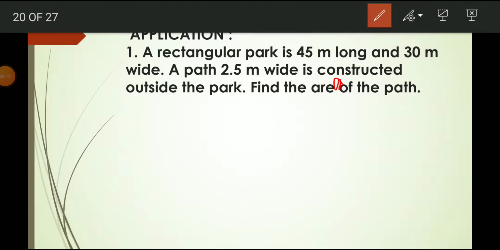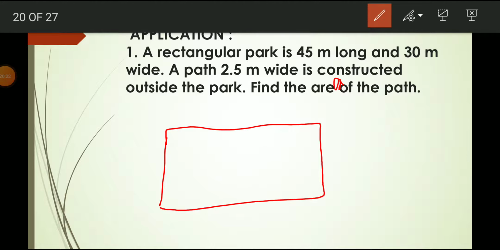I just read the question and also I can draw the pictures. See the rectangular park. The length is 45 meter. Then the breadth is 30 meter. Here a path 2.5 meter wide is constructed outside the park. Outside means this is called the outside.